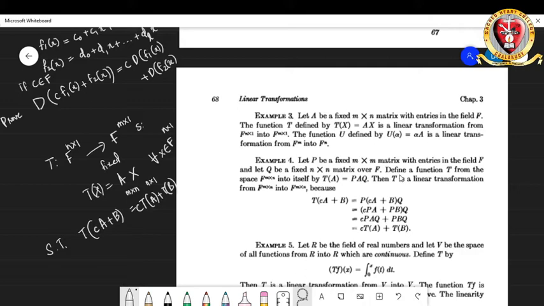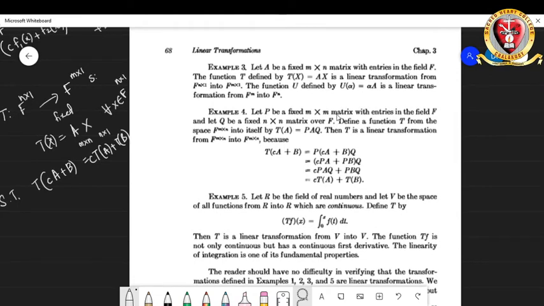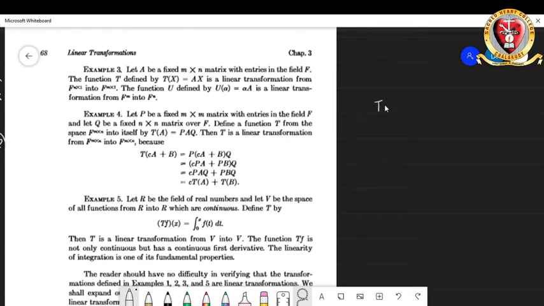And then example 4: suppose P is a fixed m by m matrix with entries coming from F, and Q is a fixed n by n matrix over F. Define a function from F m cross n into itself. It is defined as T of A is equal to P A Q, where P is an m by m matrix, Q is an n by n matrix, so A is m by n. This P and Q are fixed, and we are varying A.